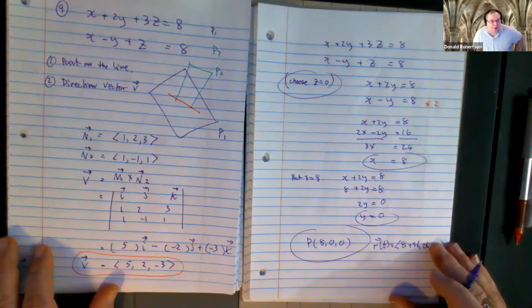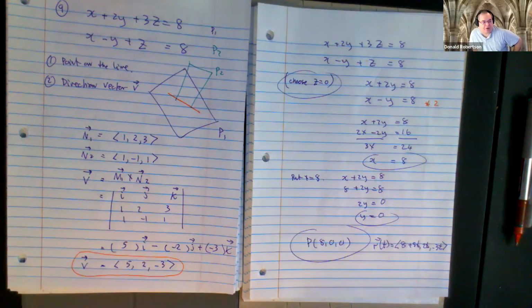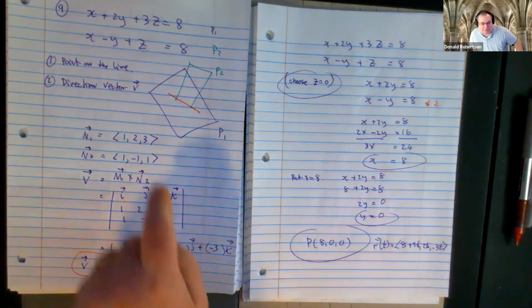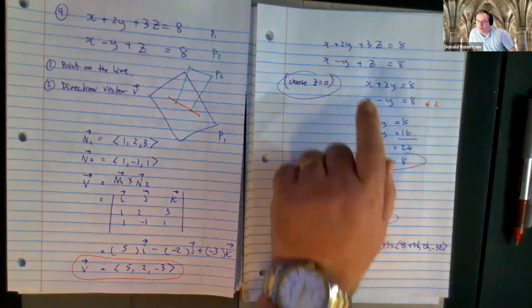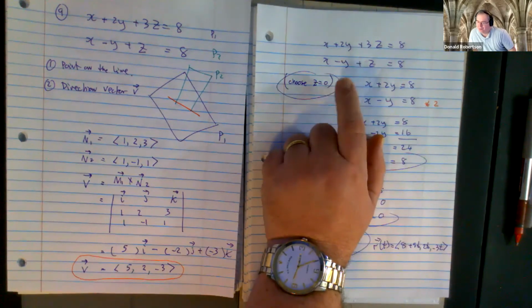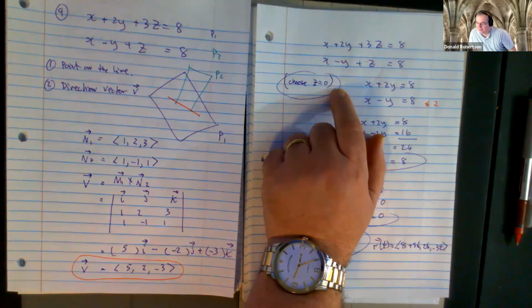Are you comfortable about how to find the equation of a line that's formed by the intersection of 2 planes? Are you comfortable with this, what we did here? Are you okay with the randomness of this? Right?